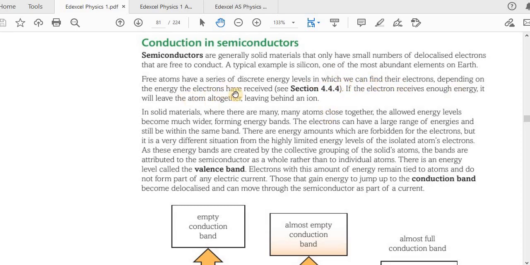Depending on the energy the electrons have received, if the electron receives enough energy, it will leave the atom altogether, leaving behind an ion. In solid materials, where there are many atoms close together, the allowed energy levels become much wider, forming energy bands.